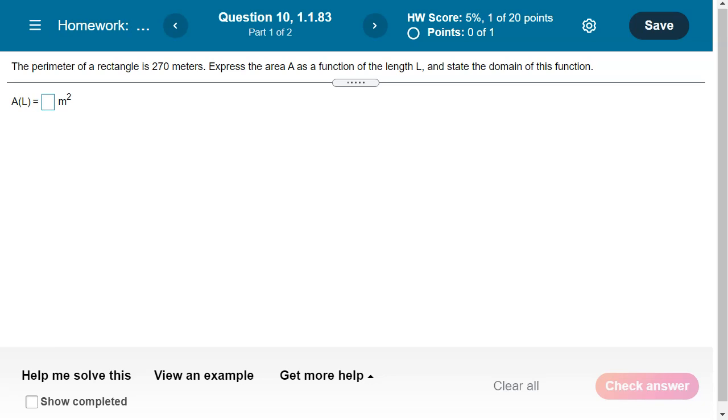All right, let's look at homework one, problem number 10. It says, the perimeter of a rectangle is 270 meters. Express the area A as a function of the length L, and state the domain of this function. All right, so let's do that.